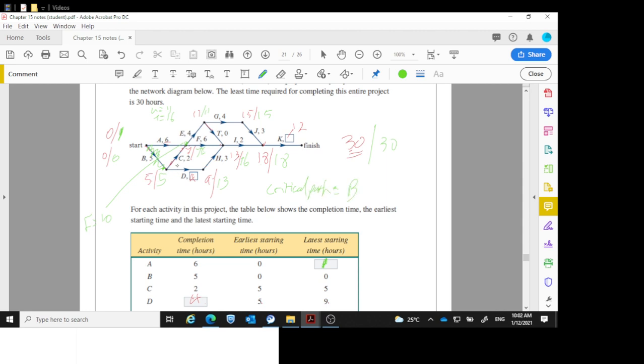B. Then the next numbers are the same is C. The next one is E. The next one is G, J, and K. And the project completion time is 30 hours. 30 hours, yep, 30 hours. It says it up the top there anyway.